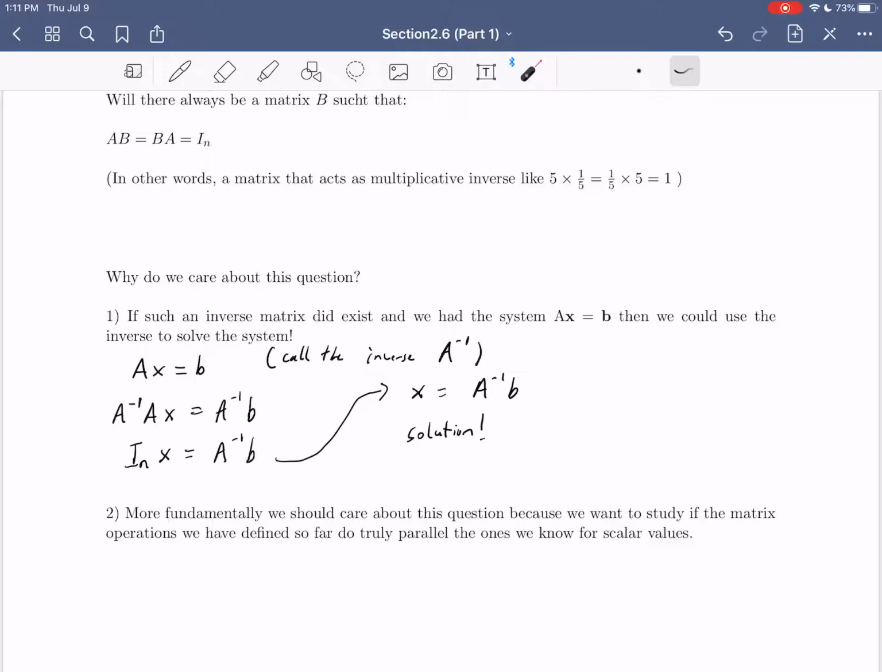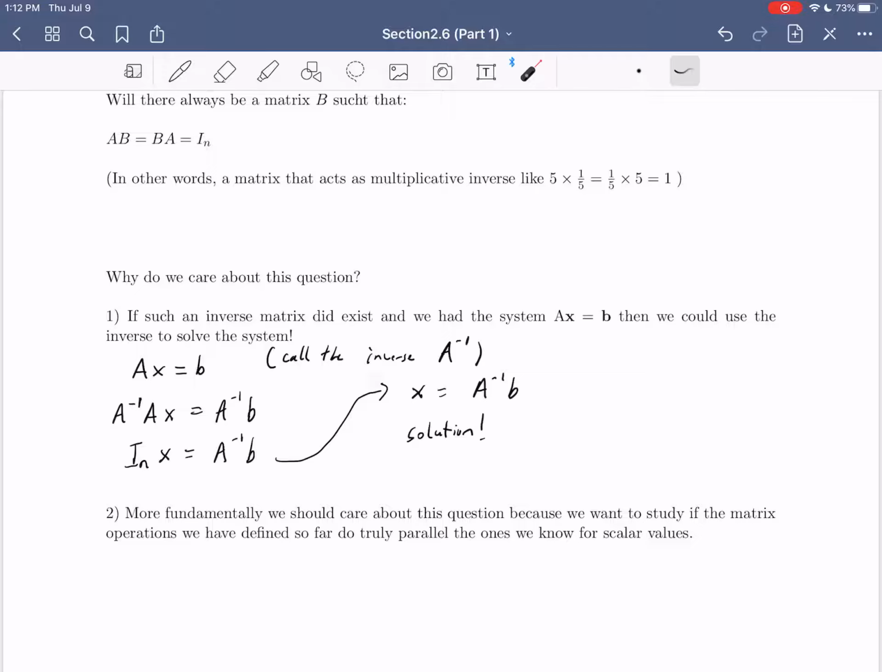We found that there's a lot of similarities. We know that there's the correspondence of a 0 to a 0 matrix. We know there's the correspondence of this identity matrix to multiplying by 1. But we've also found some differences, such as that normal scalar multiplication is commutative, A times B equals B times A, but that's not the case for matrix multiplication.